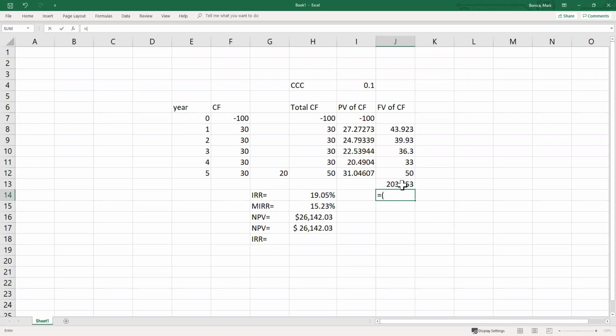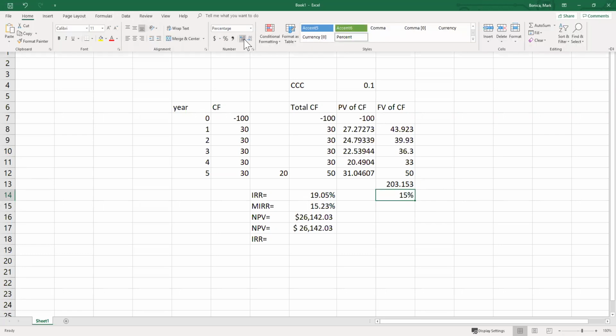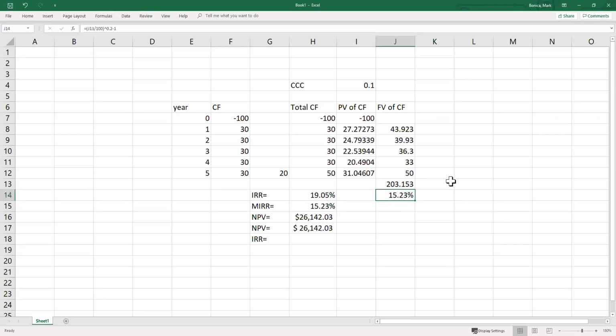we would then divide both sides by the present value. So that divided by 100 raised to the 0.2 minus 1 will give us 15.2, which, as you can see, is the same as our MIRR. So that's just doing it very manually. Okay, so that's doing the problem for all these variations, both in writing and using the calculators and then in Excel.